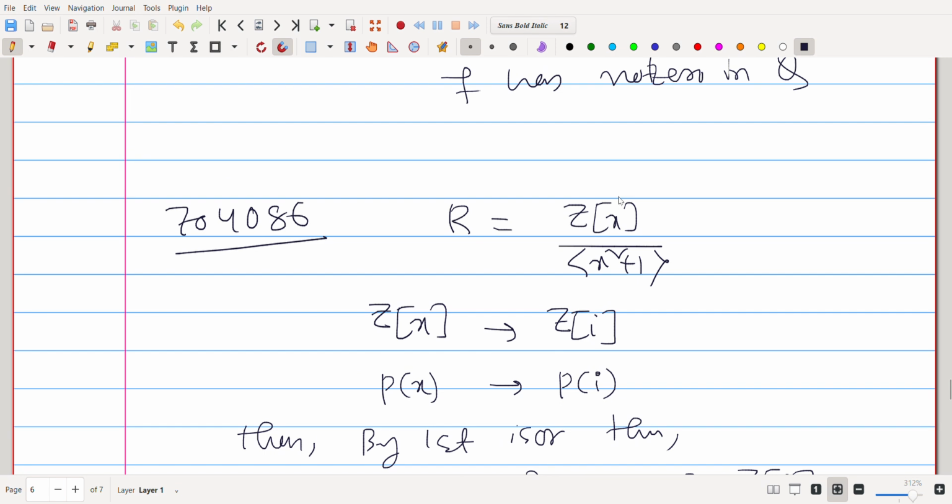So the main thing in this question is that you need to see that Z[x] mod x square plus 1, the quotient by the ideal generated by x square plus 1, is isomorphic to Z[i]. I think you all understand it. Thank you.